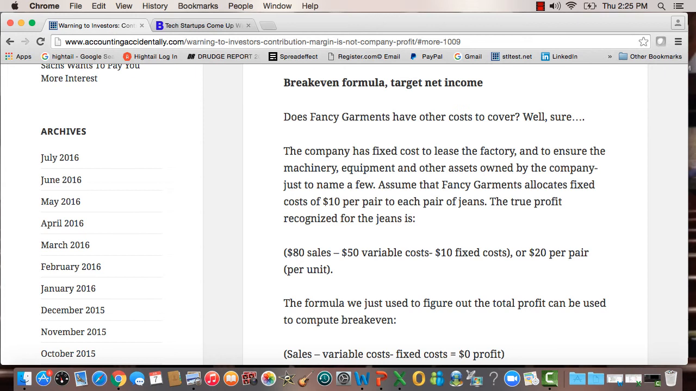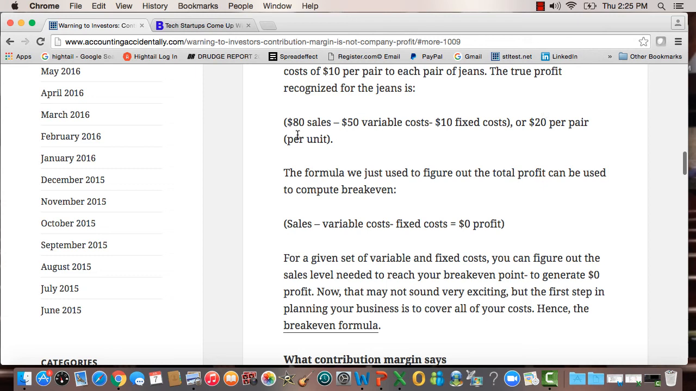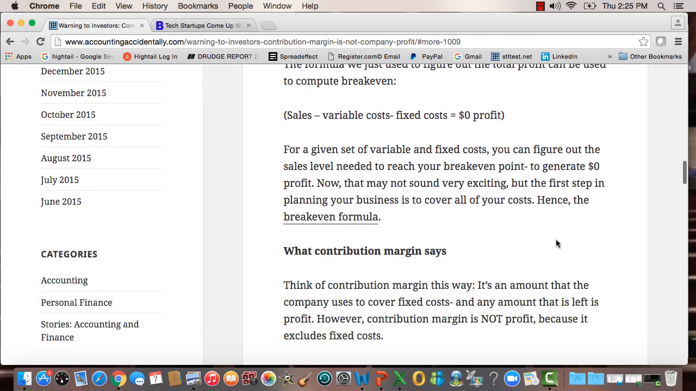So the true profit for Fancy Garments jeans is $80 in sales less the $50 in variable costs less $10 in fixed costs. Our real profit is $20 per pair. And the way we got there is to use a very common formula: sales less variable costs less fixed costs equal profit. You can set the profit to zero to figure out break even, or you can set a specific dollar amount, say $10,000, to figure out something called target net income.